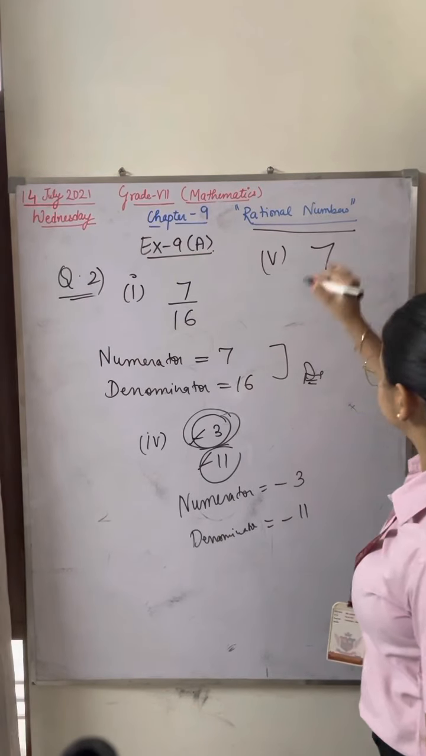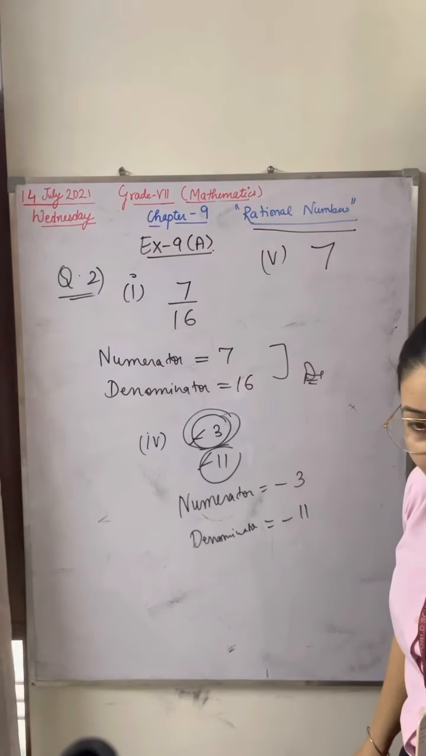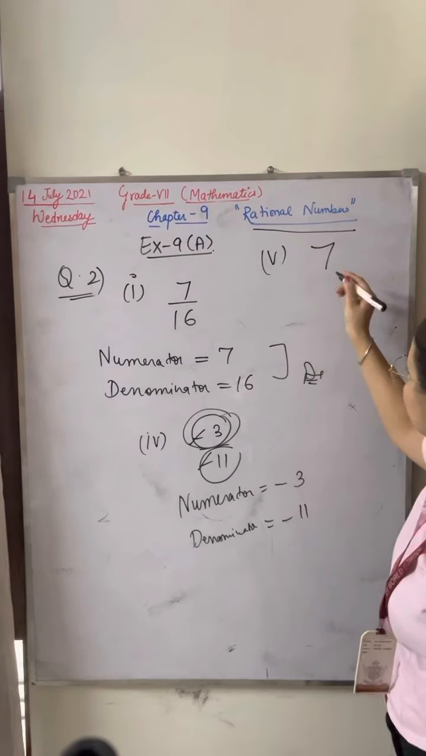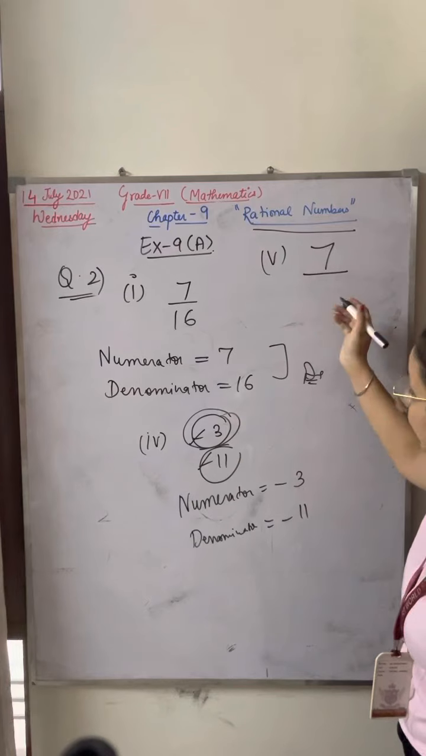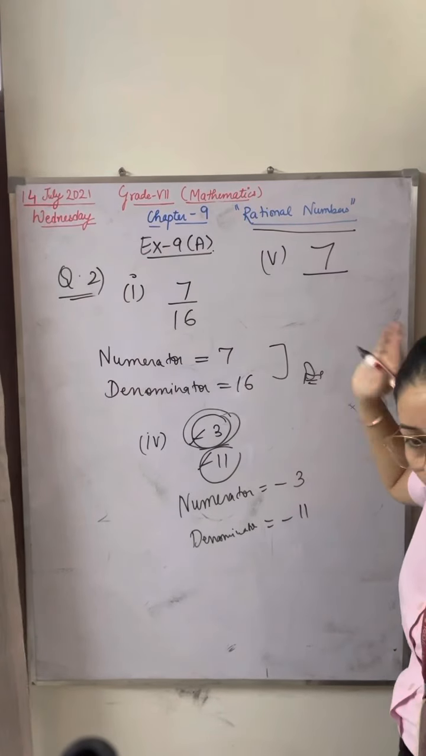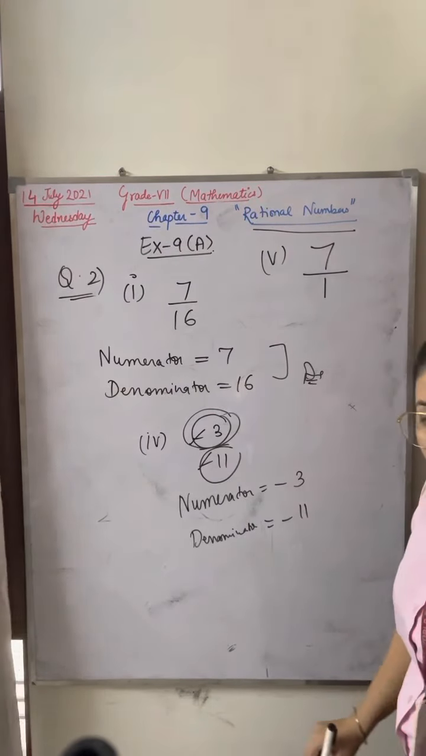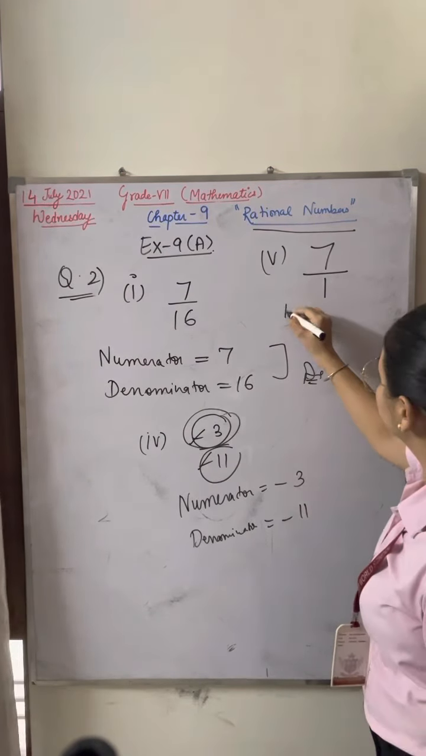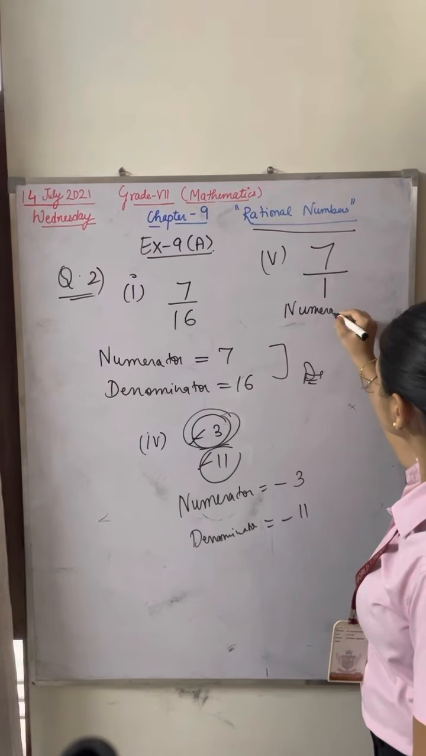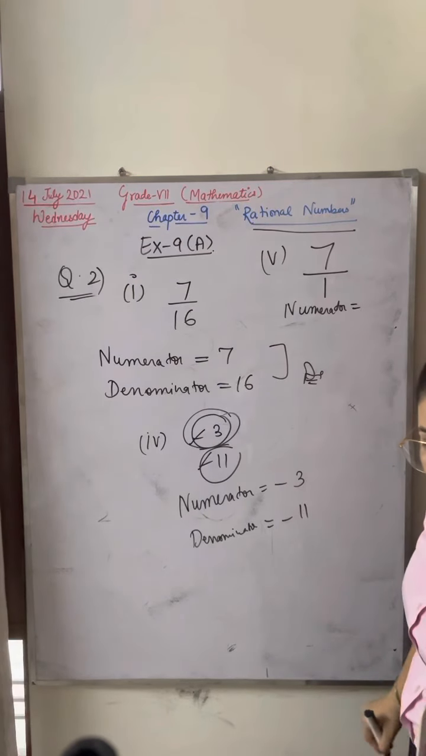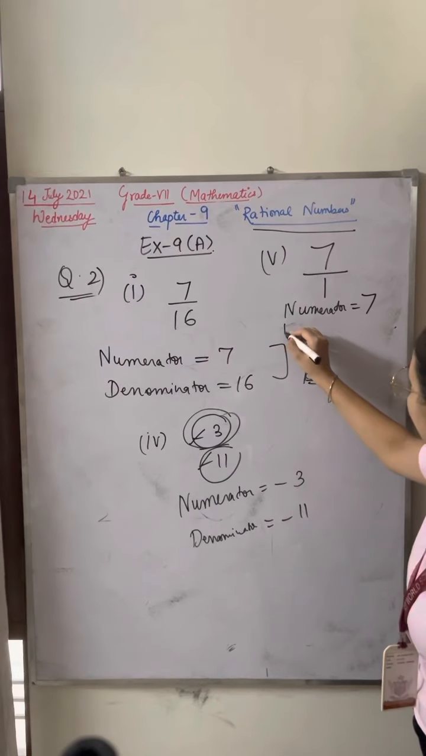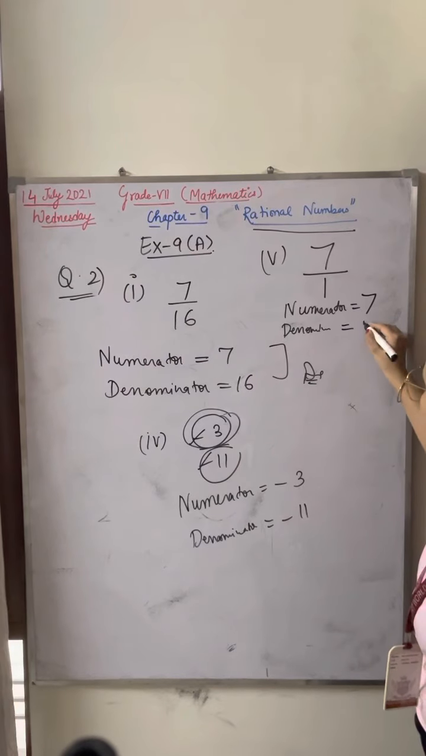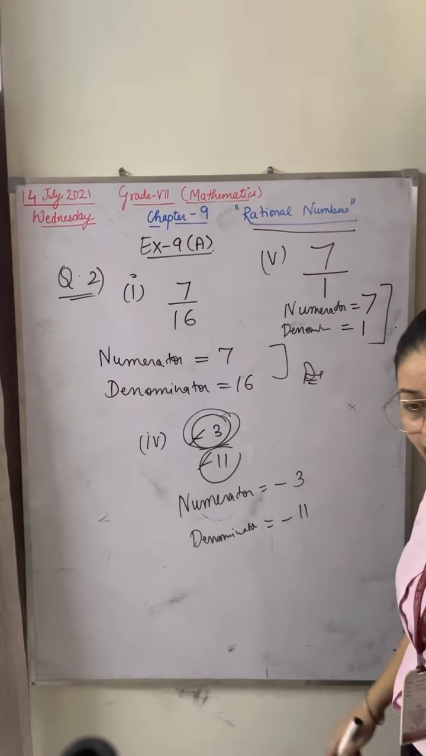Fifth part. 7 is the question. If a question is given in this way and the denominator is not given to you, then here you always have to write 1. Always write 1. Now in this question, the numerator is 7 and the denominator is 1. Very good. Is this fifth part clear?